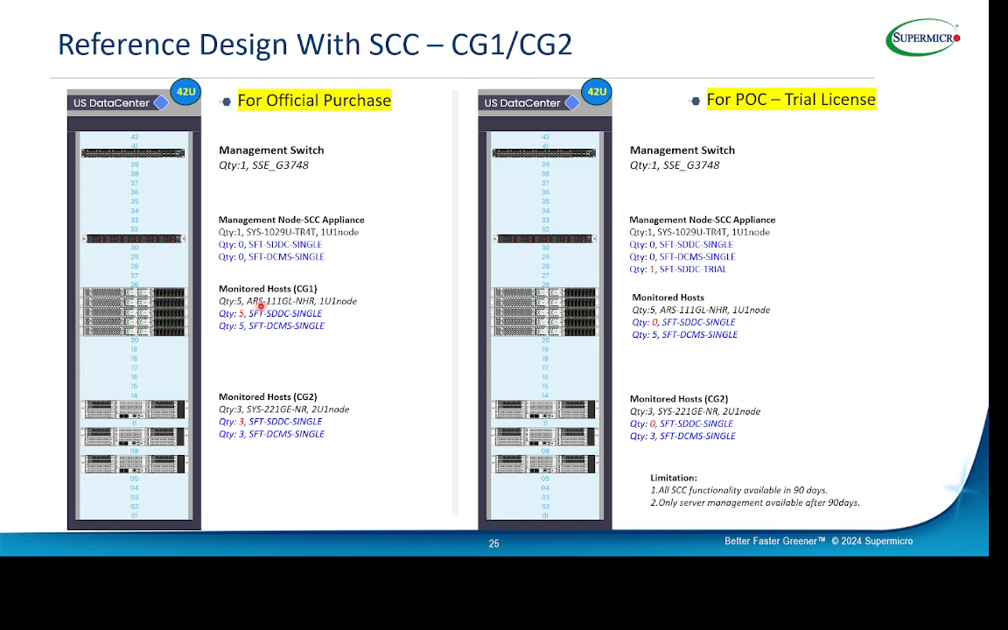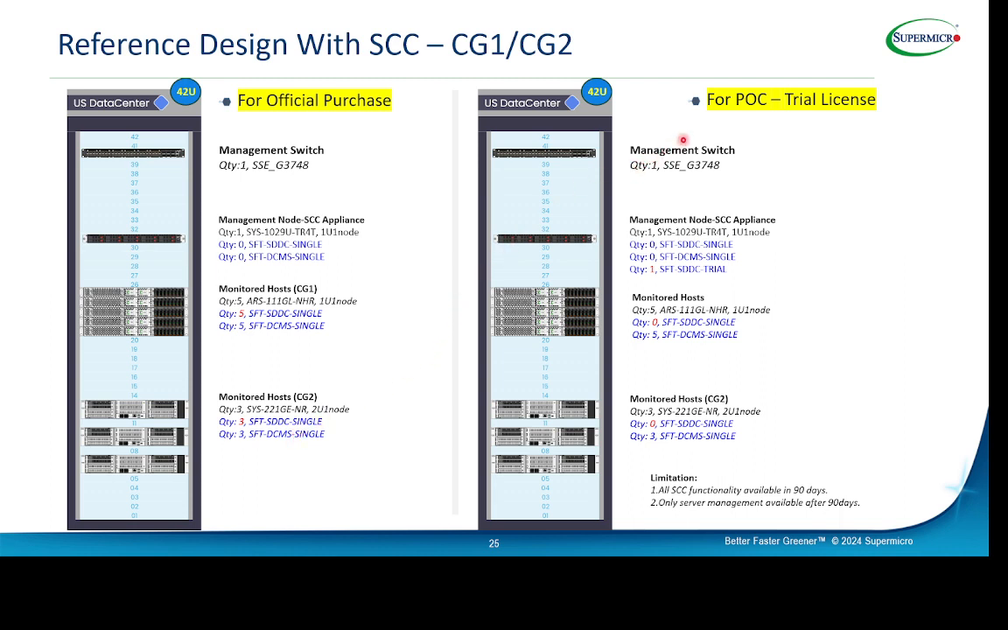We have the CG1 node, which is a 1U node. We have 5, count them, 1, 2, 3, 4, 5 1U servers, which are Grace Hopper, so 5 SDDC single licenses for purchase and 5 DCMS licenses for purchase. And then on the bottom we have the CG2, which is a 2U 1 node. We have 3, 1, 2, 3. So we have 3 SDDC single licenses and 3 DCMS licenses for purchase.